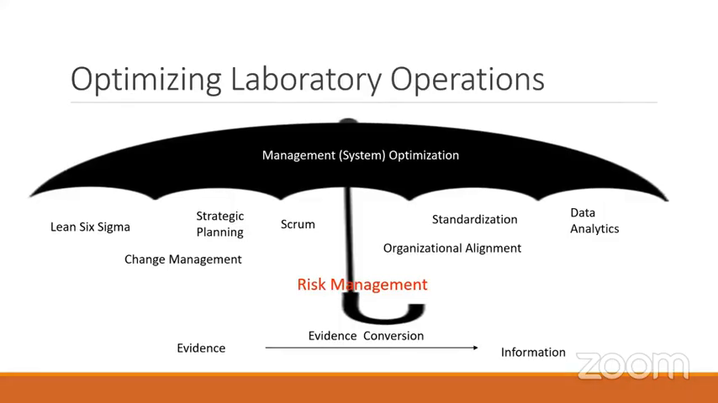And I bring this up again in the context of how we can optimize our management of the laboratory. One way of doing that is by including risk management in your tool chest of practices that you use in order to be more effective at the management of a lab. Being more effective at managing a lab allows you to optimize laboratory operations, and in turn, it converts that evidence into forensic information, not only quicker and faster, but more effectively.